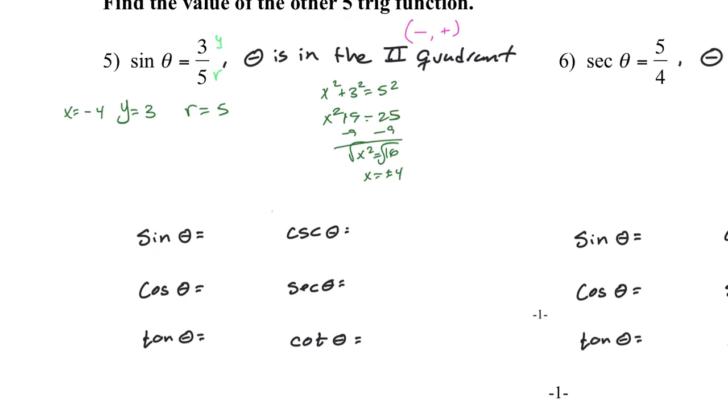So I get, again, I already have sine, so let's write it here. Cosecant is r over y. Cosine is x over r. Secant is r over x. Then tangent is y over x. So we're going to write that negative in the front. And then cotangent is x over y.